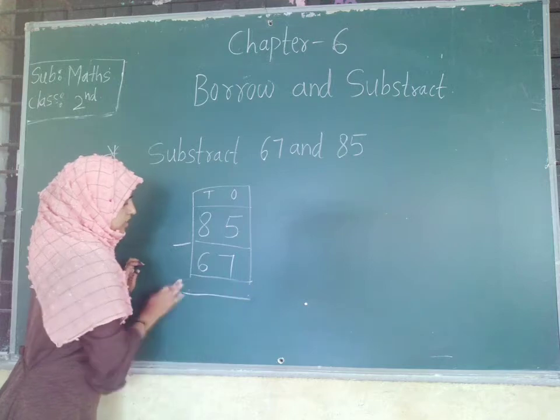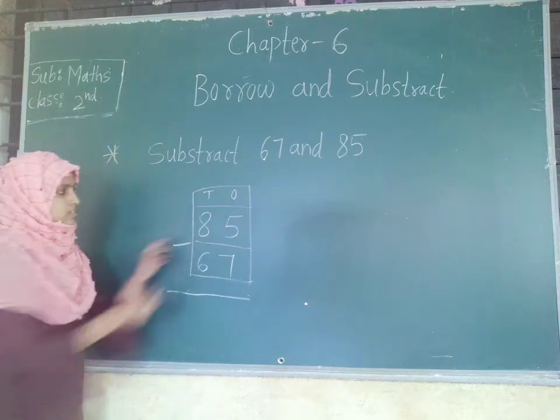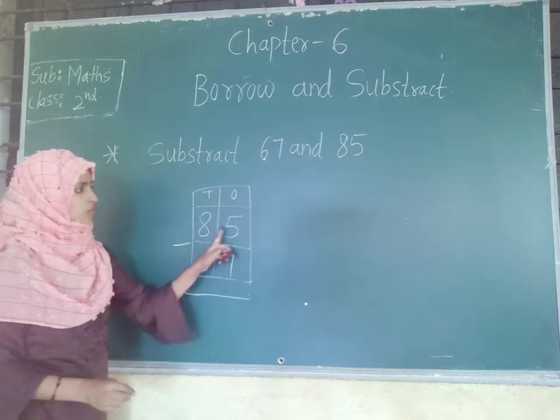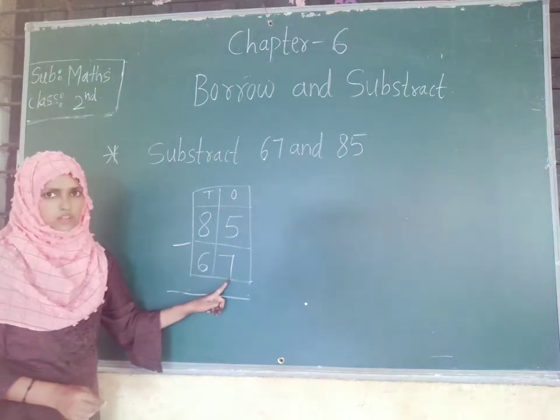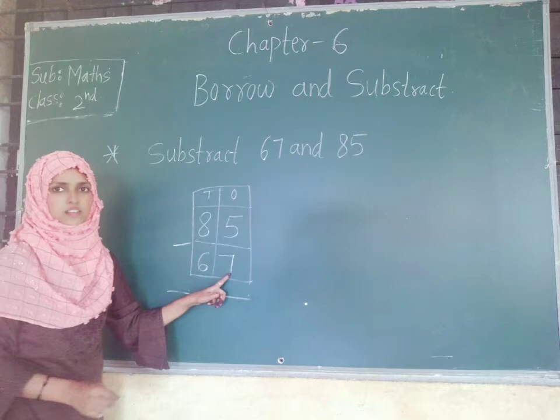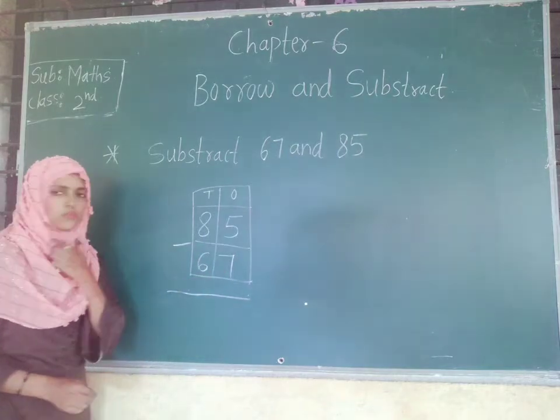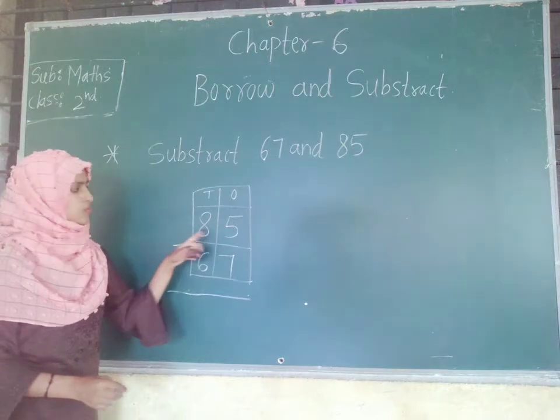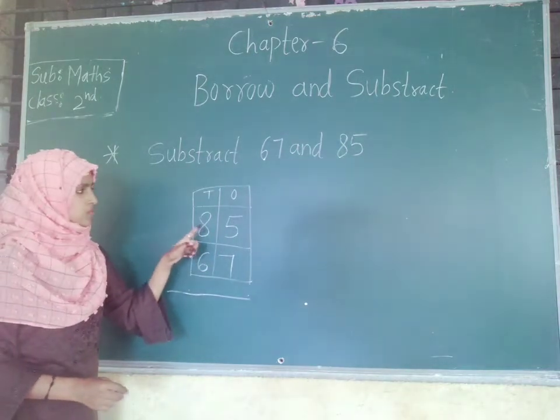So children, in the ones place which digits do we have? In the ones place we have 5 and 7. We cannot subtract 7 from 5 because 5 is less than 7. So what will you do? We need to take 1 ten from the tens place. We need to take a borrow.